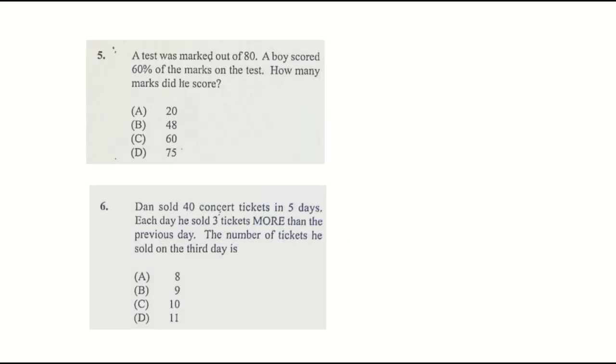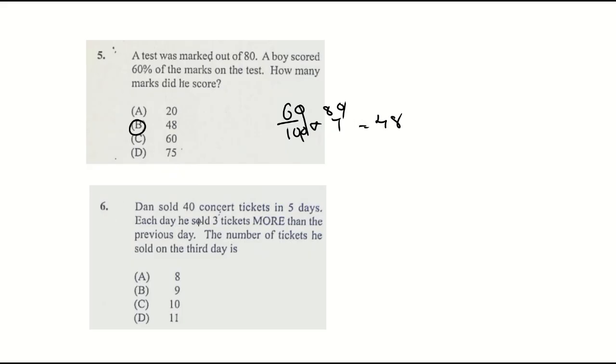Right, number 5, this is a repeated question. They say the test was marked out of 80. A boy scored 60% of the marks. So 60% of 80 was 6 8s over 48. B was the answer. 60 over 100 multiplied by 80 over 1. This. 6 8s are 48.